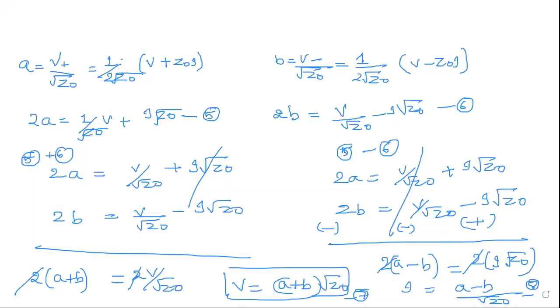See, first, after finding out what are the voltages value, you have to substitute that in, that is incident and reflected voltages, substitute for a and b, then add these two equations. You'll get V is equal to a plus b square root of Z naught. Subtract these two equations, you will get I is equal to a minus b square root of Z naught. I'll tell you why this is required. Till here it is okay?